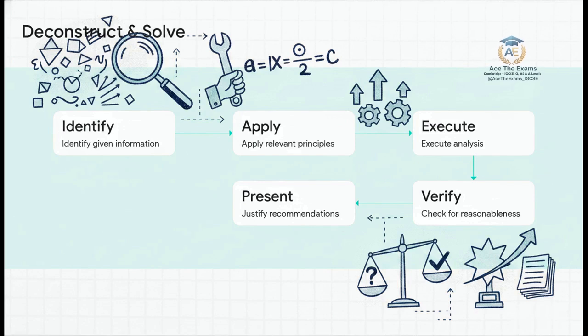Step 4. Verify your results for reasonableness. If you calculate that it takes a negative amount of time for a population to double, guess what? You've dropped a negative sign somewhere. Stop and fix it. Finally, present your recommendations.